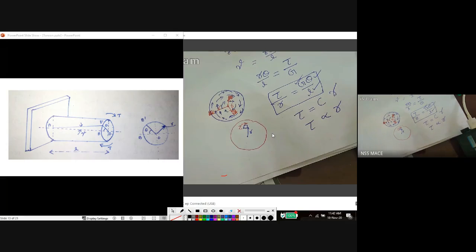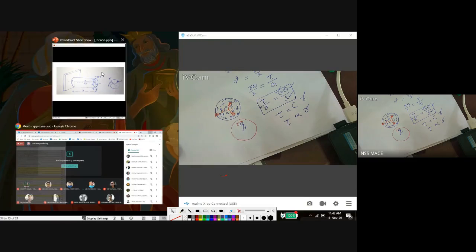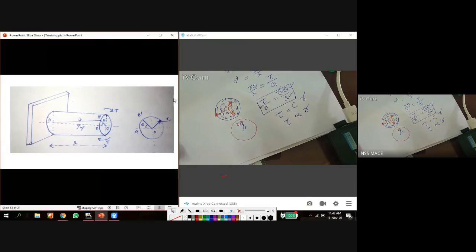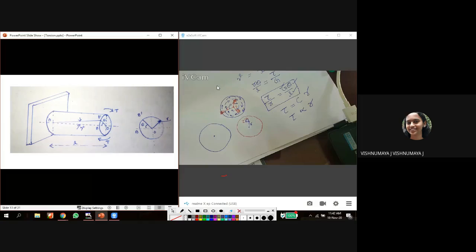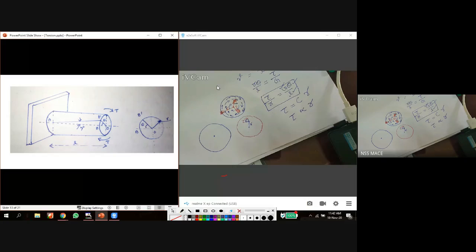Then next question, what is the shear stress at the center? It is 0. Shear stress at the center is 0 because at the center, what is the value of R? If we consider an element at the center, what is the radius distance from the center to that element? It is equal to 0. If R equals 0, then tau also equals 0.